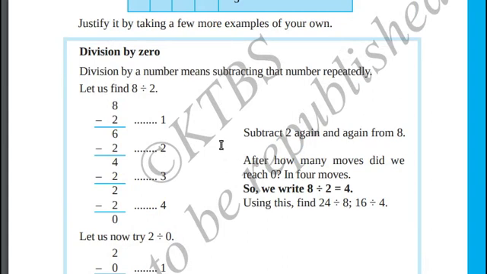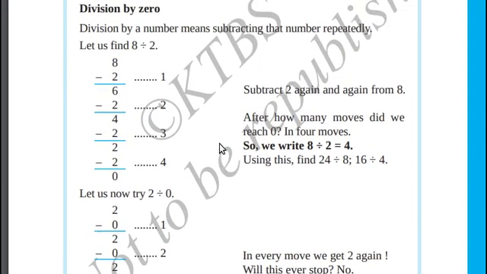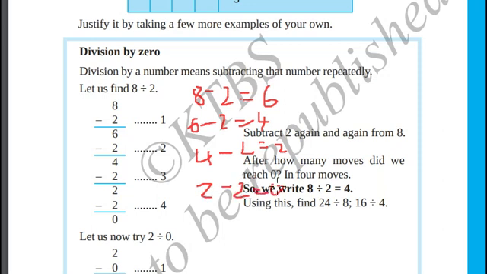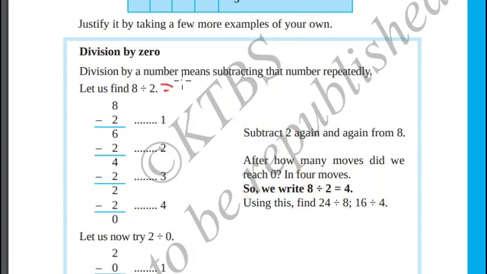Now let us see the division by 0. 8 divided by 2. We are subtracting 2 from 8 on each iteration. 8 minus 2 is equal to 6. 6 minus 2 is equal to 4. 4 minus 2 is equal to 2. 2 minus 2 is equal to 0. Further we cannot subtract. You can see there are 4 iterations or 4 steps. So 8 divided by 2 is equal to 4.